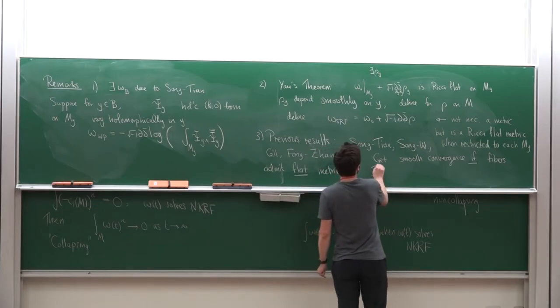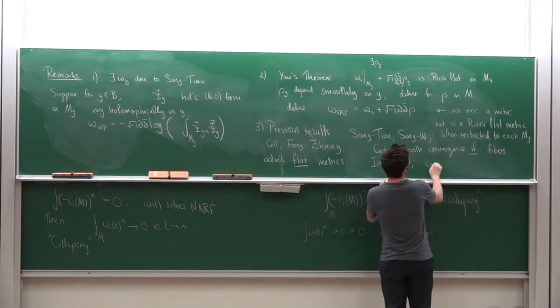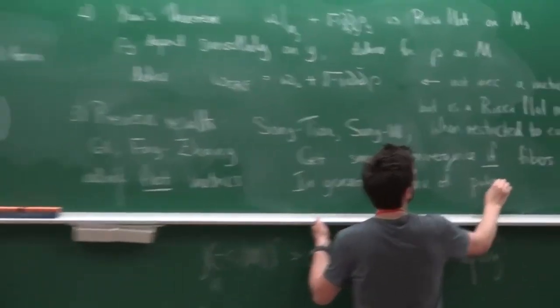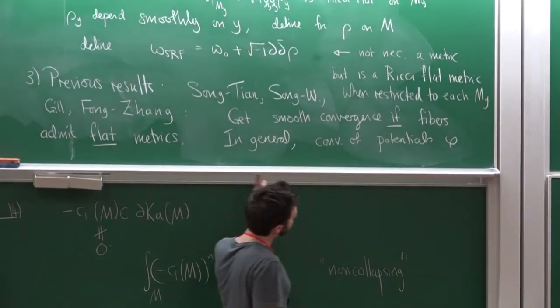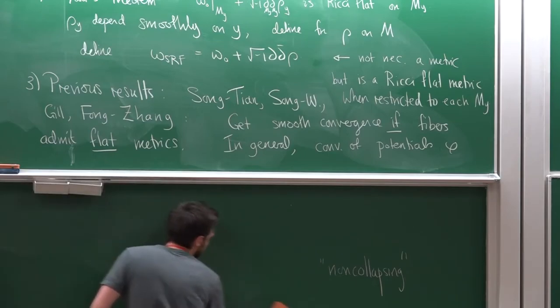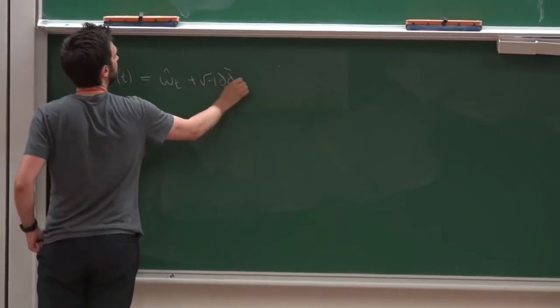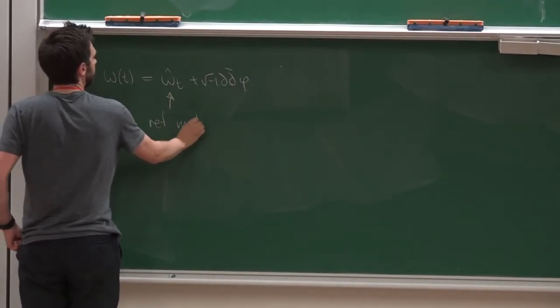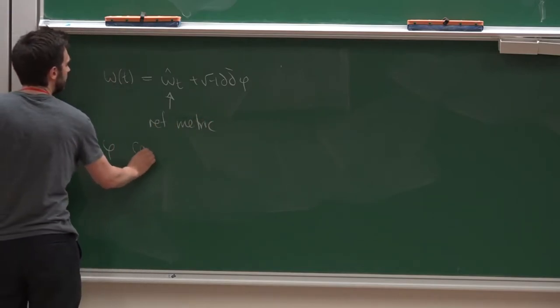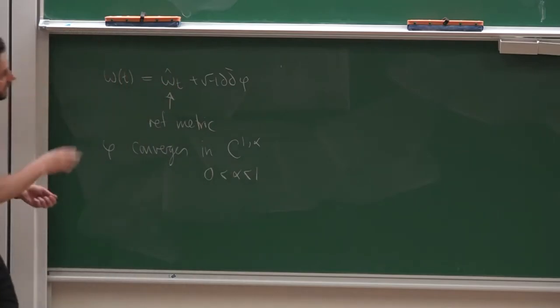Also, as known before, in general, it was known that you would get convergence of the potential function, let's call it phi. So what do I mean by that? Well, as you may know, you can always write the Kähler-Ricci flow in terms of a reference metric plus dd bar of a function, phi. In that case, it was known before that if you were to write omega t as some reference metric plus dd bar phi, then phi converges in C^{1,alpha} for any alpha between 0 and 1. So in this general case, that was already known.